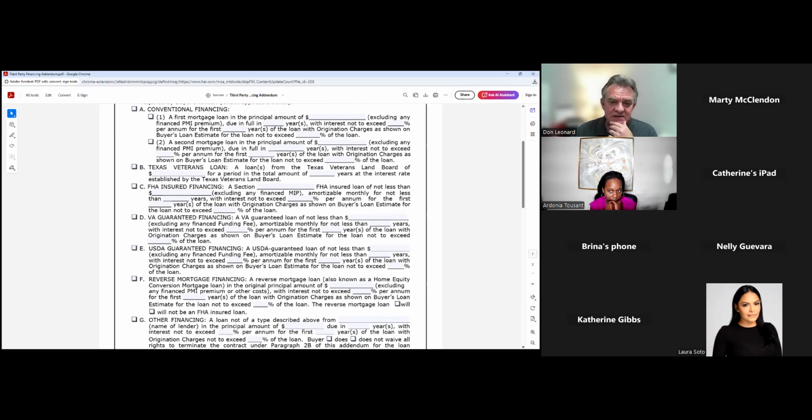Texas Vet kind of gets looked over an awful lot. It's not as easy to find, but it's a great loan if you can find it. And one of the reasons it's so hard to find is because the TVLB, the Texas Veteran Land Board, is kind of like the secondary market. They actually buy loans. They'll buy a conventional loan, they'll buy an FHA, and they'll buy a VA.